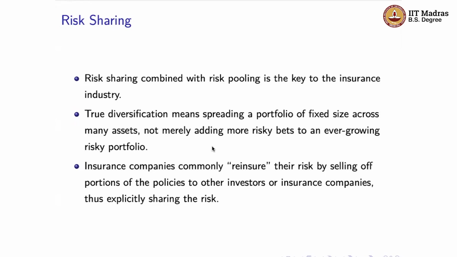What it means in practice is that the way the insurance industry operates is that not only does it try to sell more policies, hopefully uncorrelated risks, but it also often reinsures the risk by selling off portions of the policies it has sold to other investors or insurance companies. Once you do that, these other insurance companies are liable for paying out this money in case the insurance event actually happens. So this is a way in which insurance companies explicitly share the risk, and reinsurance is a major topic of study in insurance companies.